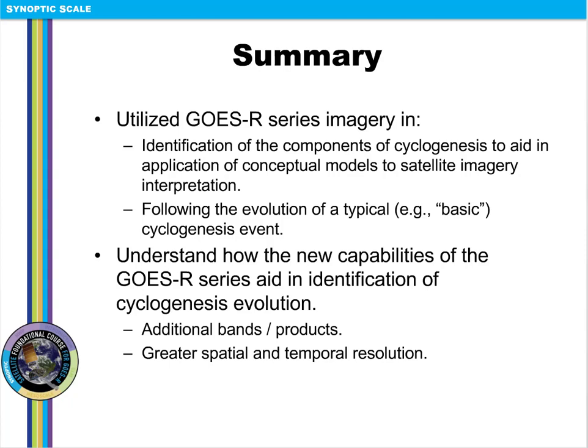In summary, we utilized GOES-R series imagery in identification of the components of cyclogenesis to aid in application of conceptual models to satellite imagery interpretation. Also, we followed the evolution of a typical or basic type of cyclogenesis event. Also, we gain a better understanding of how the new capabilities of the GOES-R series aid in identification of cyclogenesis evolution. That includes additional bands and products, and also greater spatial and temporal resolution.